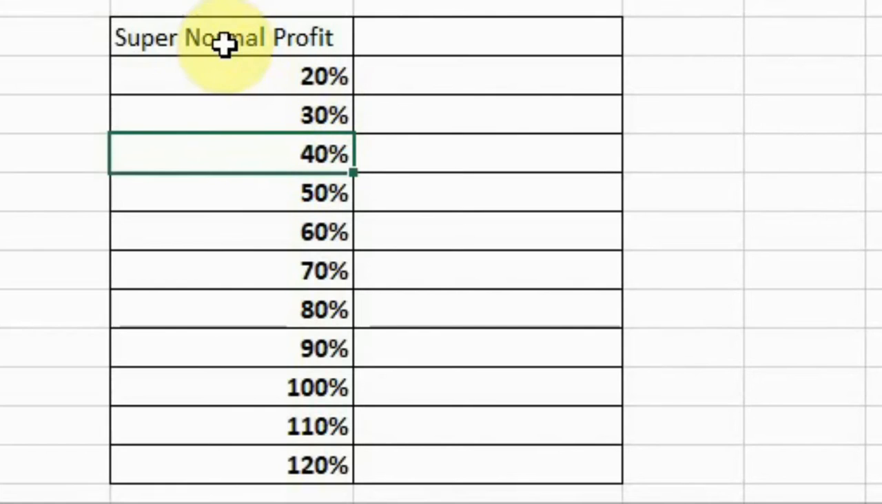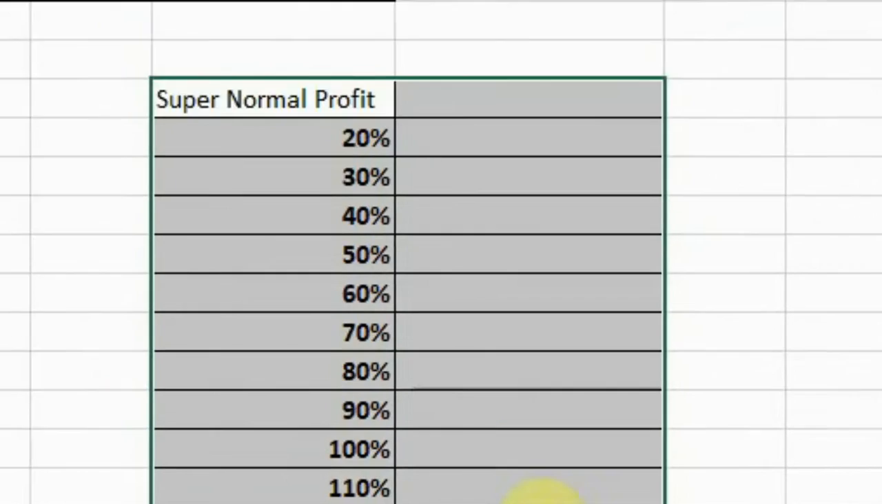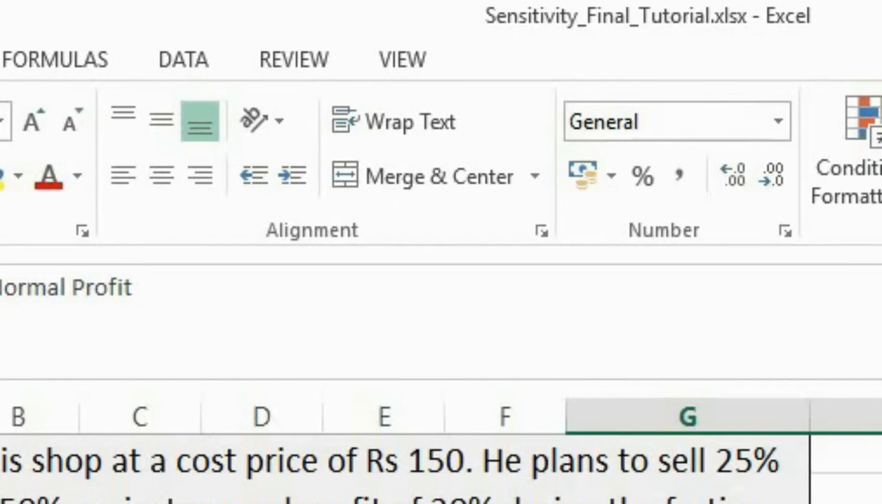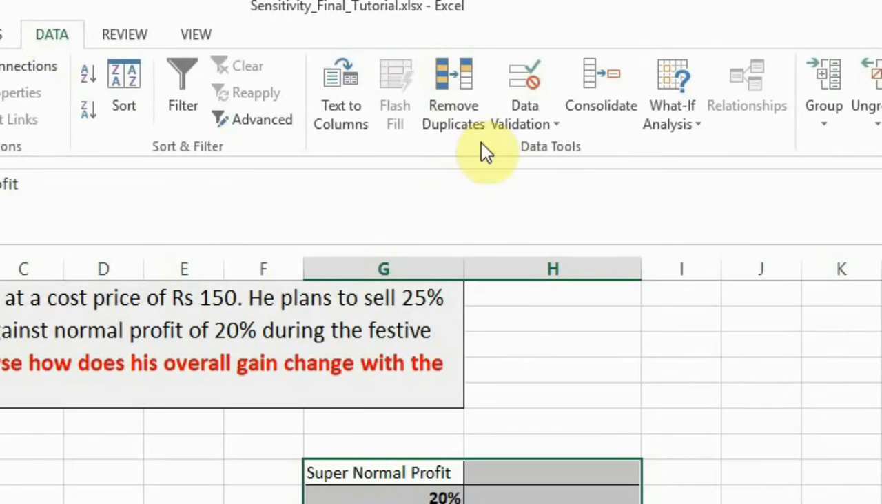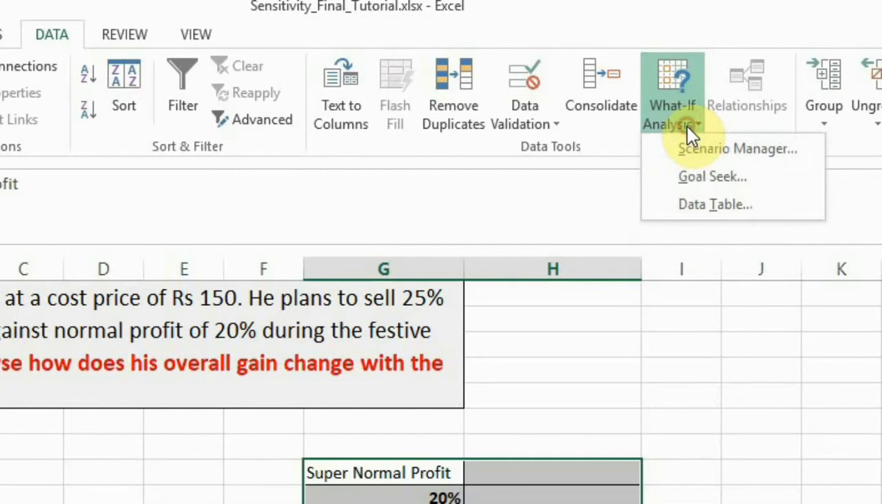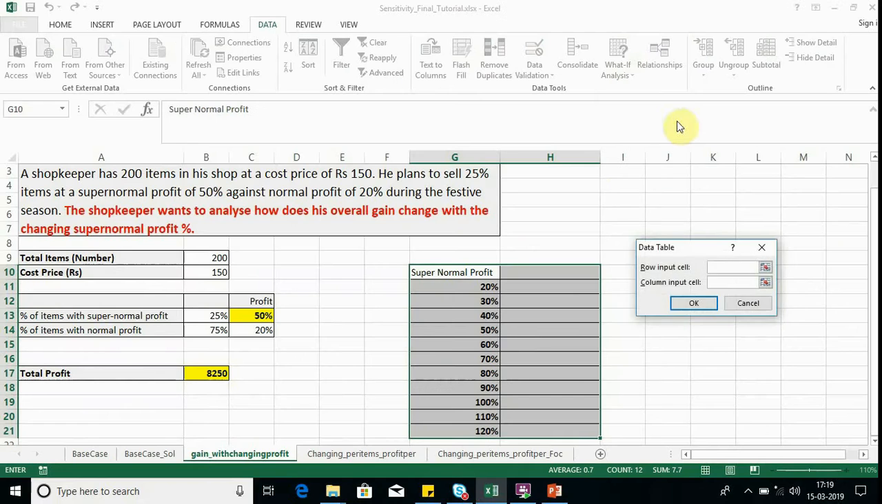So in order to do this, we'll just select this range and then we'll navigate to the data table feature. For that, we need to click on the Data tab and then you'll find that there is a section called Data Tools. Under that, there's a feature called What-If Analysis. If you click on that and go to the third option, it is called Data Table. So just click on that.